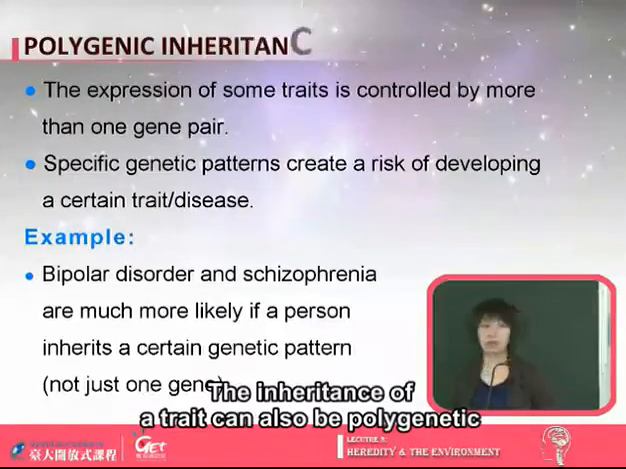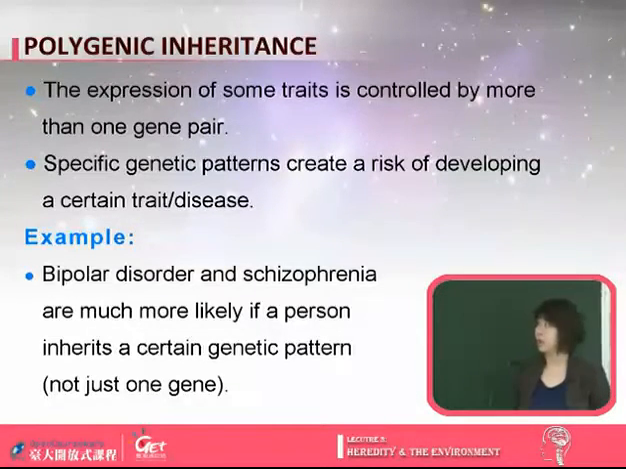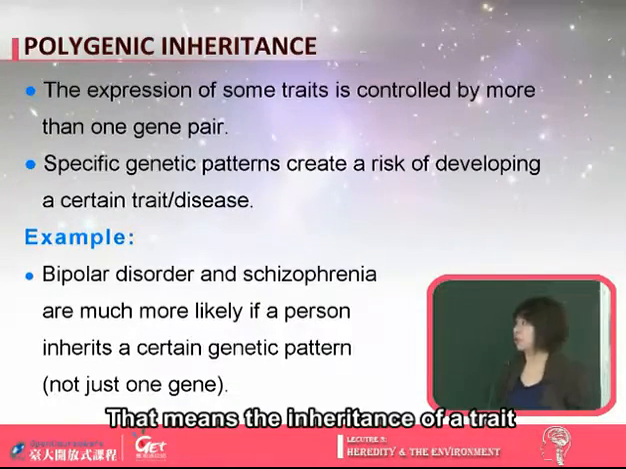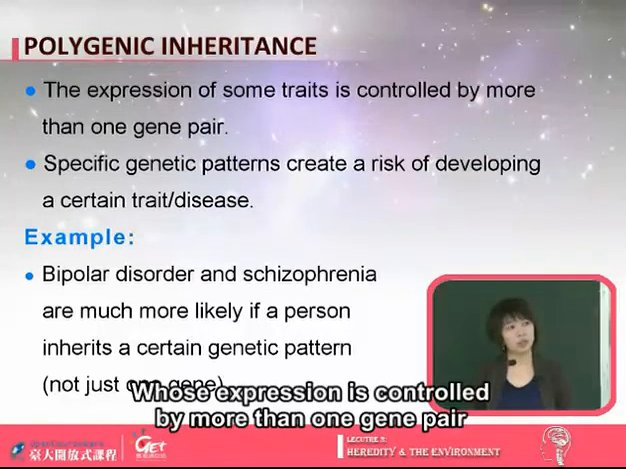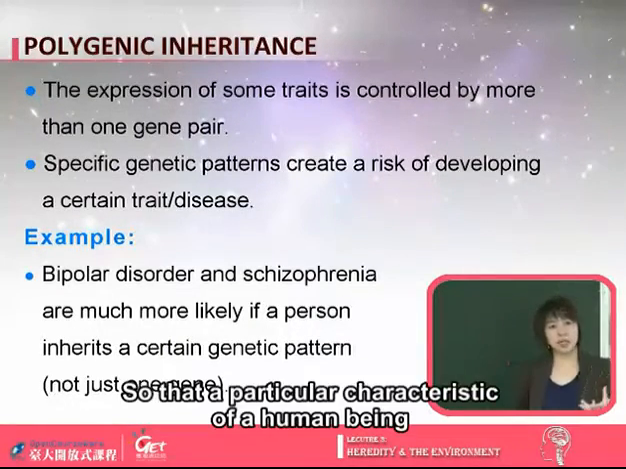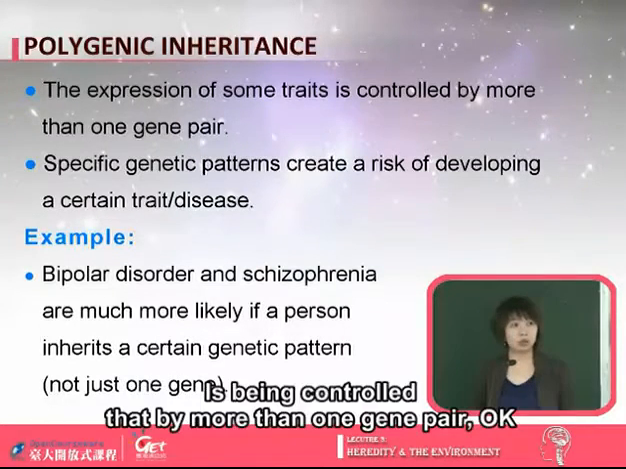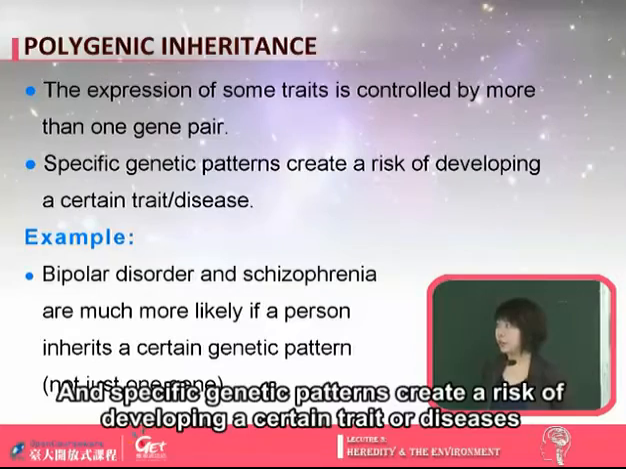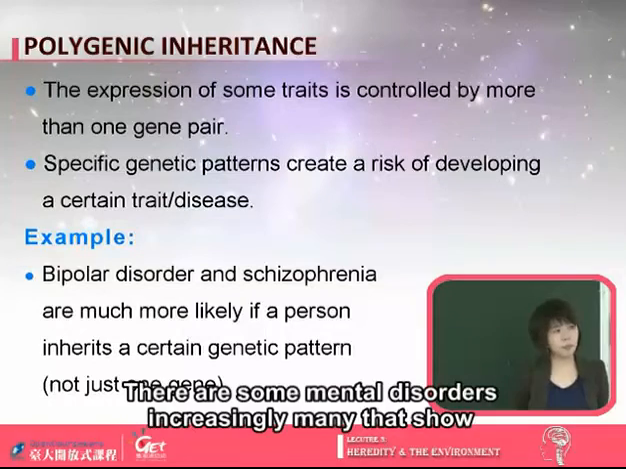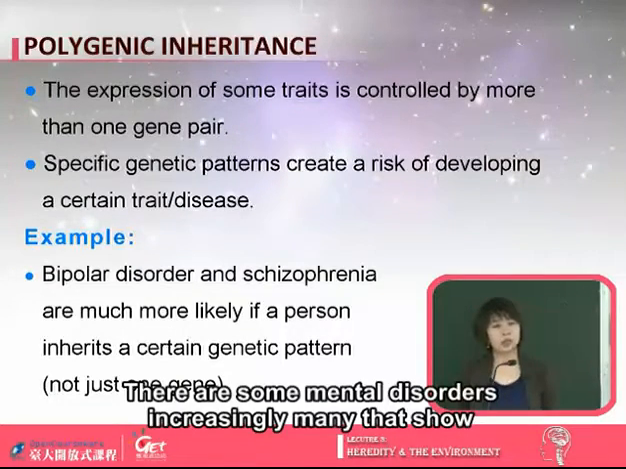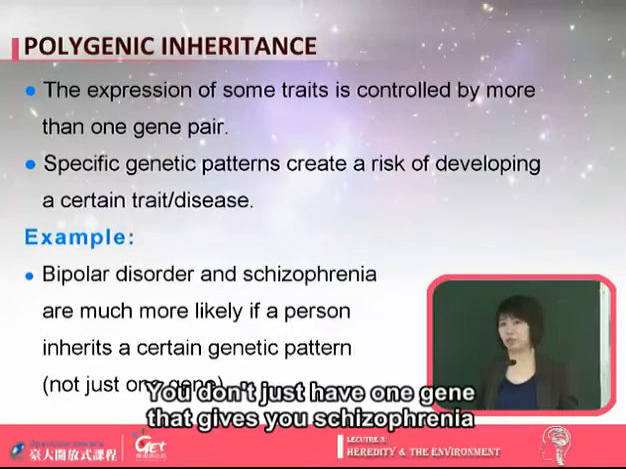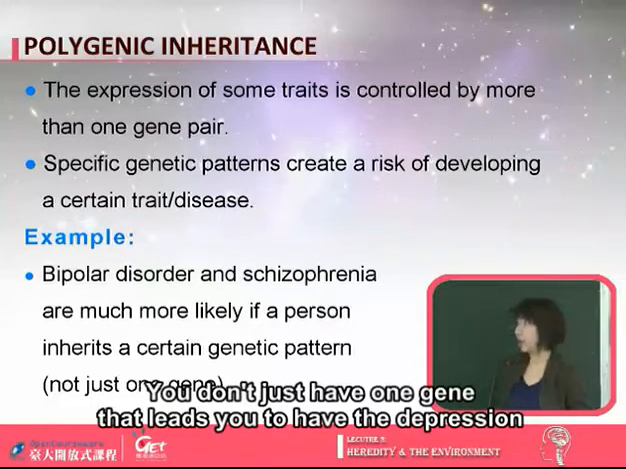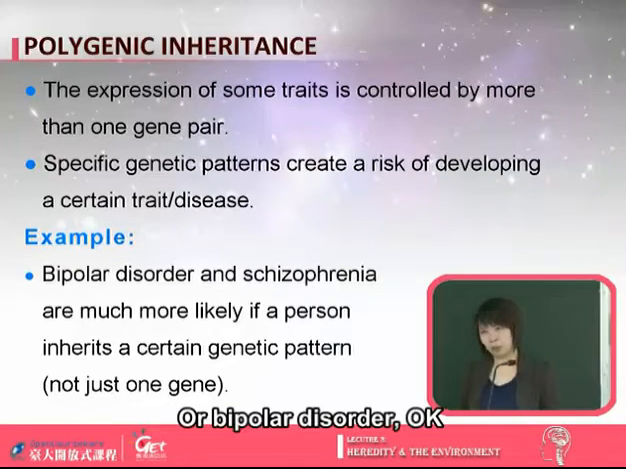Now, the inheritance of a trait can also be polygenic. That means the inheritance of a trait whose expression is controlled by more than one gene pair. So that a particular characteristic of the human being is being controlled by more than one gene pair. Okay? It's not a one-to-one correspondence. And specific genetic patterns create a risk of developing a certain trait or diseases. There are some mental disorders, increasingly many, that show you don't just have one gene that gives you schizophrenia. You don't just have one gene that leads you to have depression or bipolar disorder.